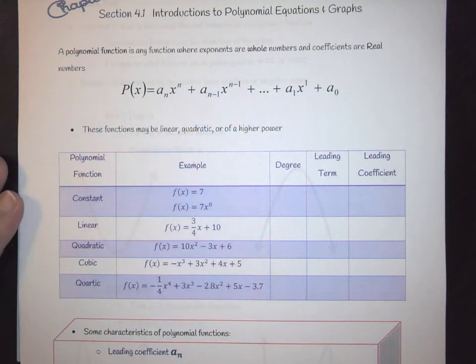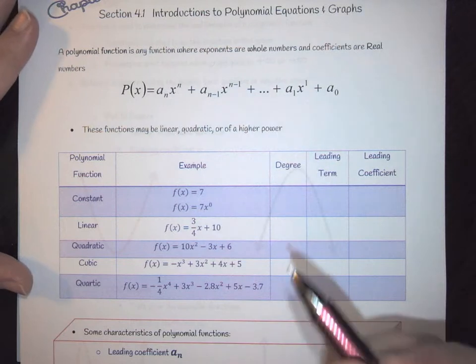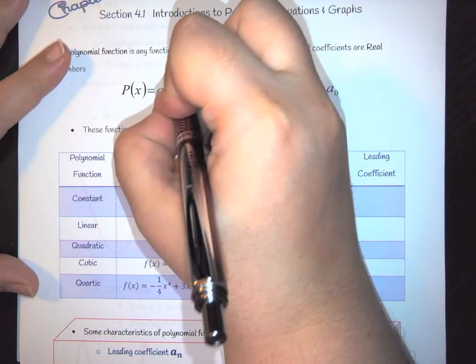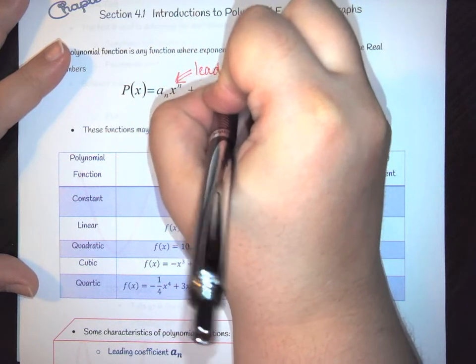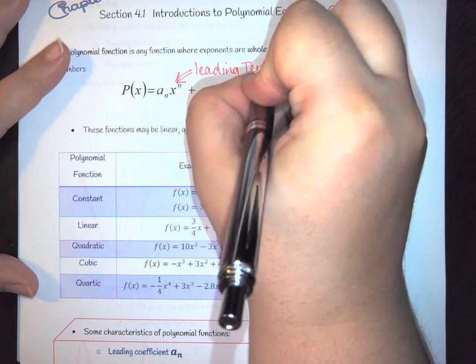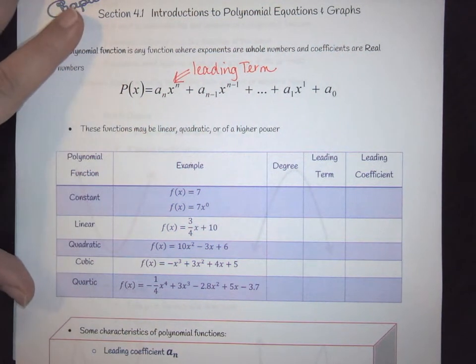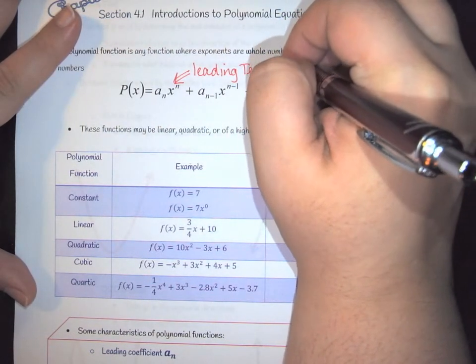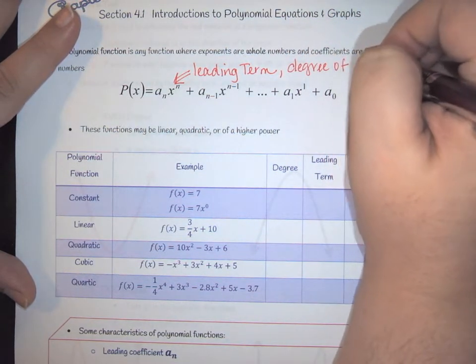Well, in a polynomial, we go from what's called the leading term all the way down to what's considered your constant term. When we talk about a leading term, we are talking specifically about this first term. We call this your leading term. With that leading term, the other thing that we also get from it is the degree of the polynomial.